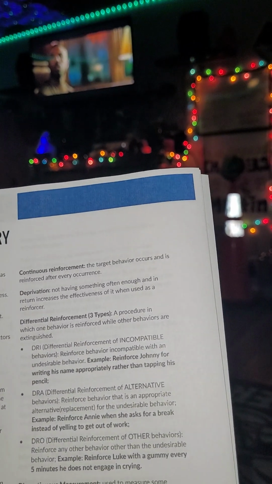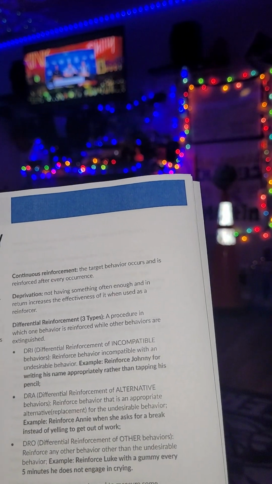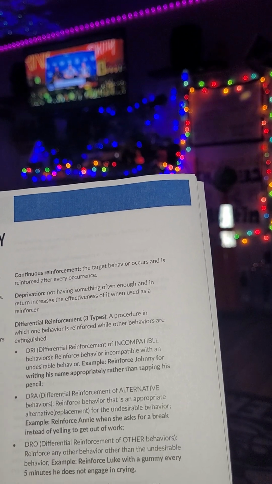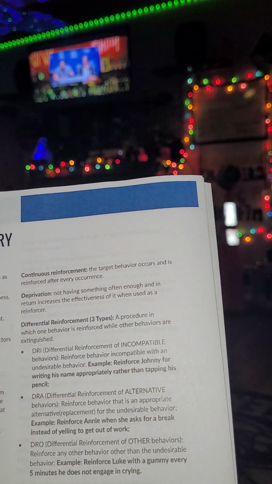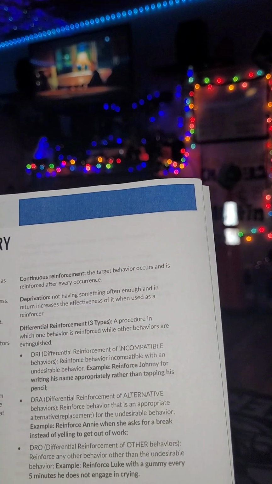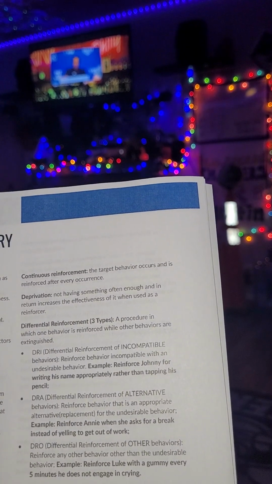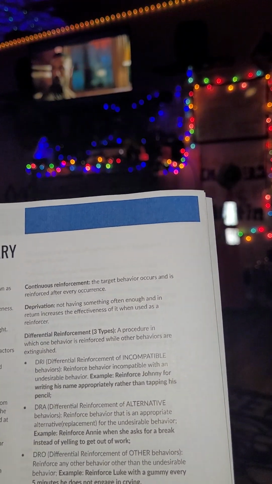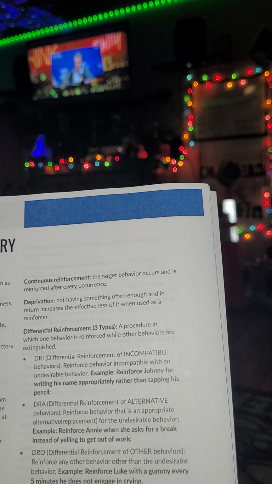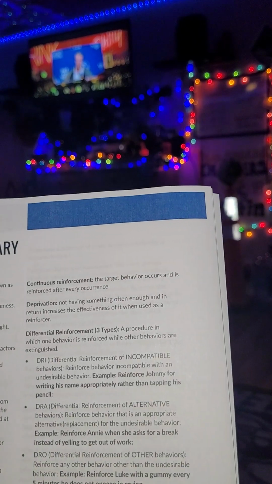Continuous reinforcement. The target behavior occurs and is reinforced after every occurrence. Deprivation. Not having something often enough and in return increases the effectiveness of it when used as a reinforcer.